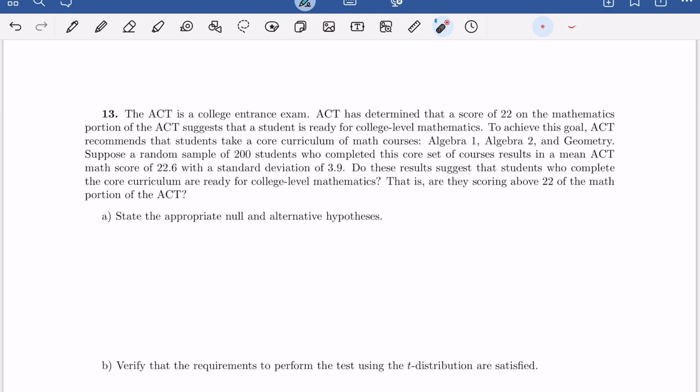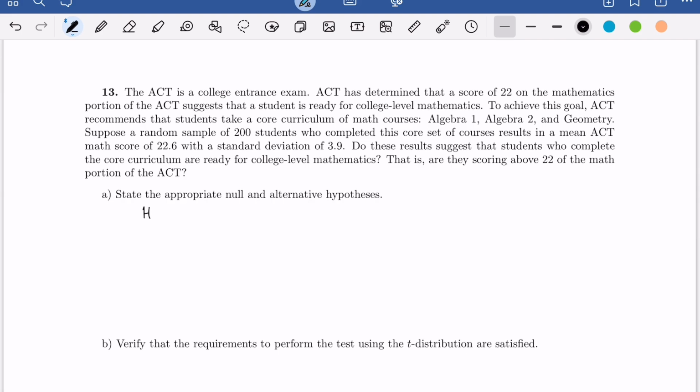Okay, so first we want to state the appropriate null and alternative hypothesis. So the null hypothesis is what we know to be true currently. So that's going to be denoted by H naught here. And that's that the mean is going to be equal to that score of 22. And then the alternative hypothesis is what we're trying to test. Are they scoring above a 22 on the math portion of the ACT? So our mean is going to be greater than this 22 here, right? So in this case, we're looking at a right-tailed test.